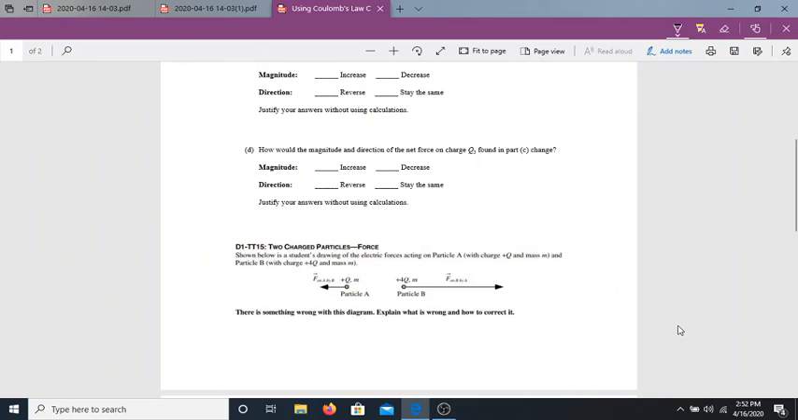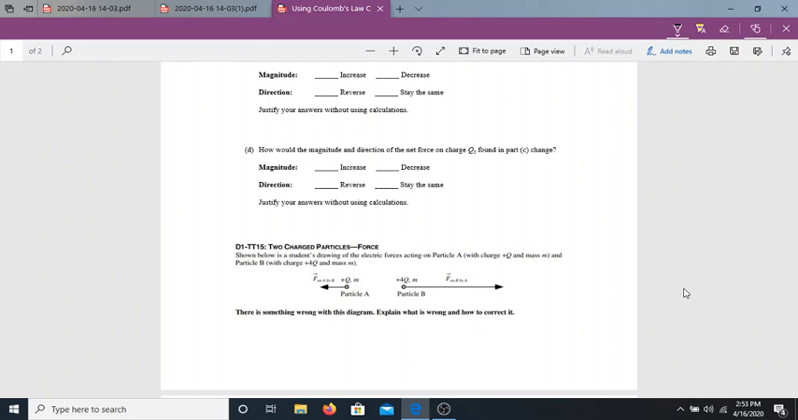So the last question on this page is just a very simple drawing. This student has two charged particles near each other. One has a charge of positive Q, one has a positive 4Q charge. They've put them near each other and they've drawn two force vectors. So basically they've drawn two FBDs, one for the particle on the left, one for the particle on the right.